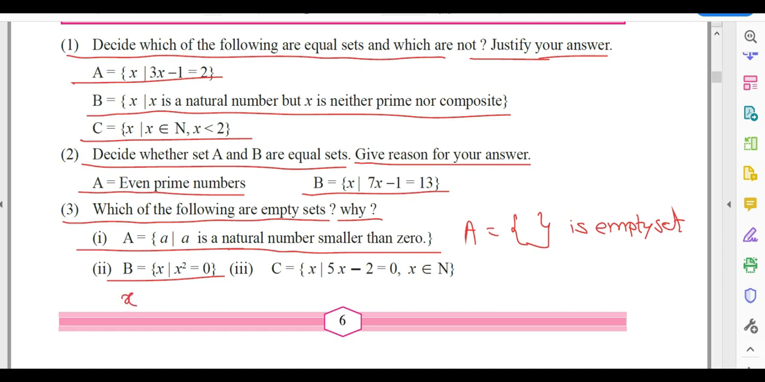Next, B is equal to the set of x such that x square is equal to 0. If we take the square root, then x is equal to 0. Meaning, whose square is 0? The square of 0 is 0. Therefore B contains the element 0. Therefore it is not an empty set.